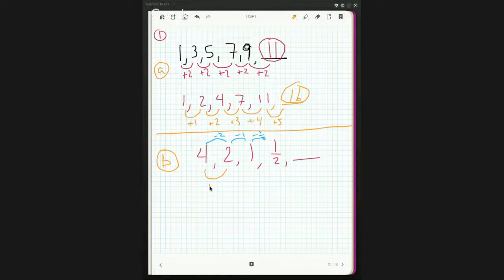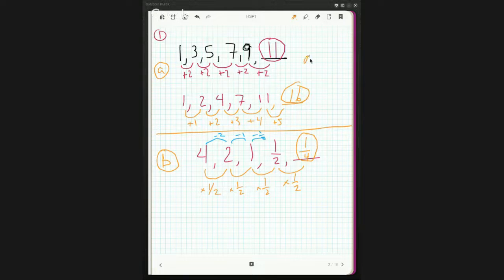Well, this is a half. You know, this is times a half. Oh, 2 times a half is 1. 1 times a half. These are all times a half. We keep cutting these things in two. Half of 4 is 2, half of 2 is 1, half of 1 is a half, half of a half is a fourth.